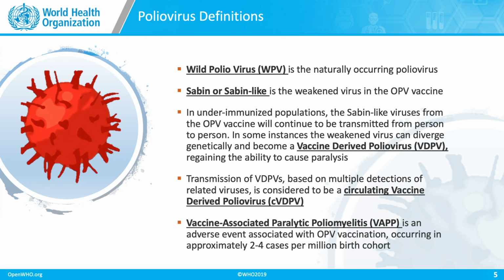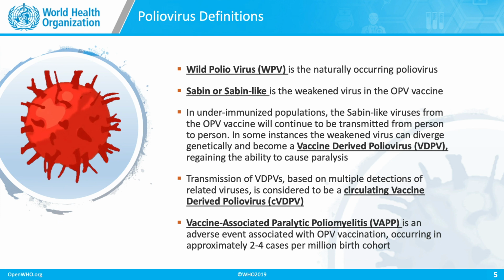In some instances, after an extended period of circulation of Sabin viruses in many under-immunized hosts, the weakened virus from the OPV vaccine can diverge genetically and become a vaccine-derived poliovirus, or VDPV, giving it the ability to potentially cause paralysis. Transmission of vaccine-derived poliovirus, based on multiple detections of viruses in individuals or the environment, is considered to be a circulating vaccine-derived poliovirus. Circulating vaccine-derived polioviruses pose the same public health threat as wild polioviruses and have the potential to circulate further in communities where poliovirus vaccination coverage is low.